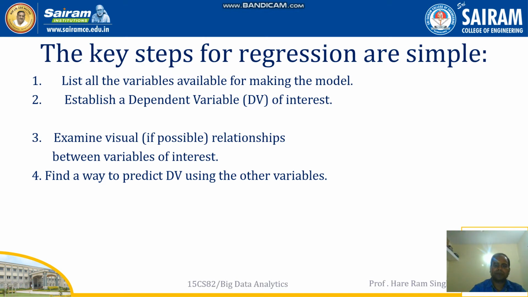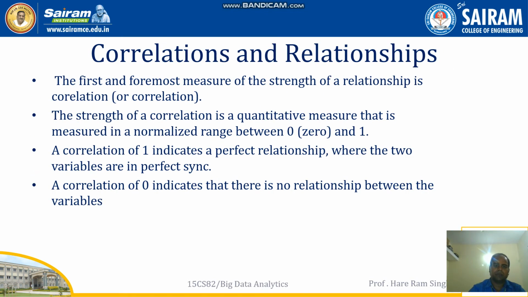So, key steps for finding regression. The first step is to list out all the variables available for making the model. Then establish a dependent variable of interest. What dependent variable we have to find out, and what the independent variables are. Examine the visual relationship between variables of interest. Find a way to predict the dependent variable using other variables. So we have to find some relationship between the dependent variable and independent variables.